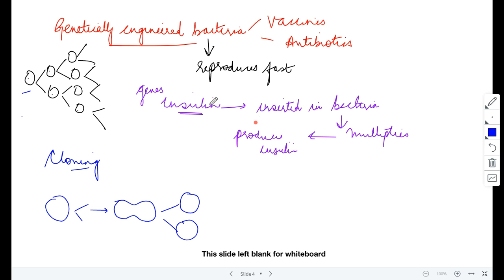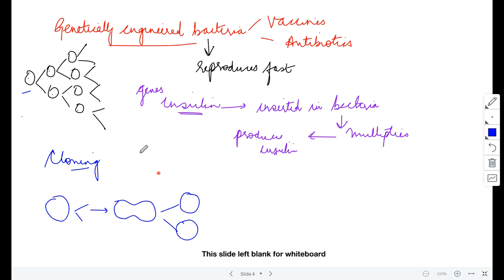Yeah, bacteria. You understood, the bacteria is making clones, so the insulin is also made as a clone only, because it is going to be made in that only, right? Now, if we talk about asexual reproduction, bacteria do not require a partner to reproduce.